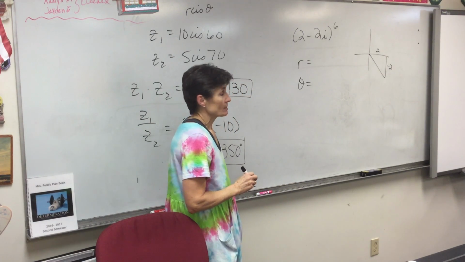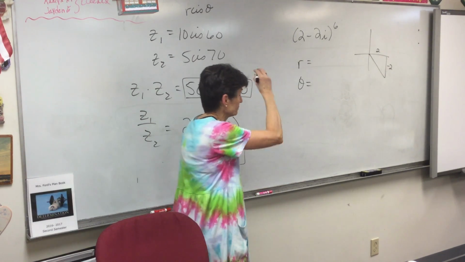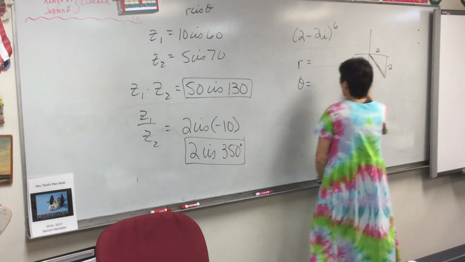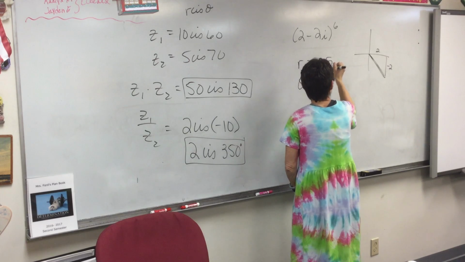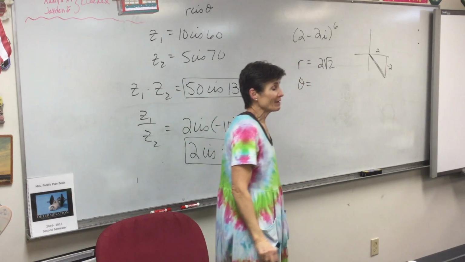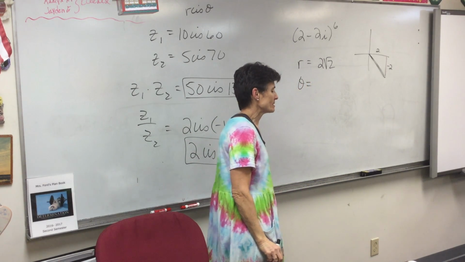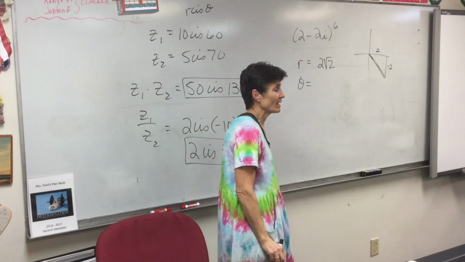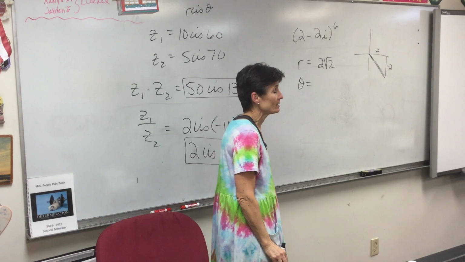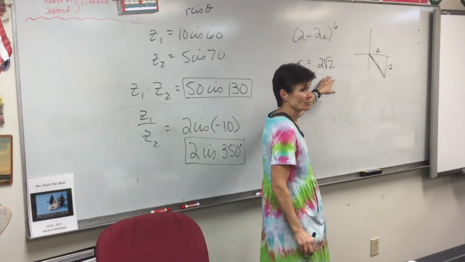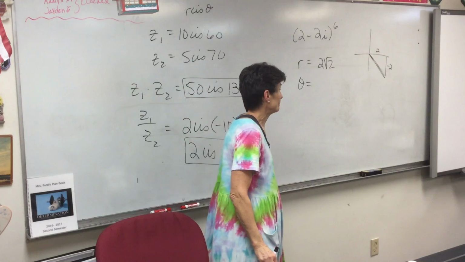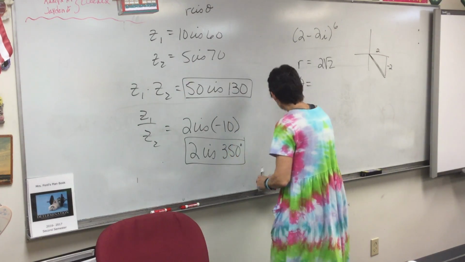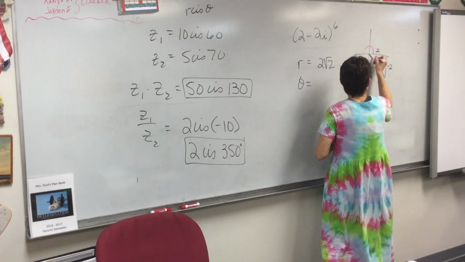So I need my r. What would my r be? Square root of 8 or 2 root 2, right? Now, you might find in this problem it's actually easier to leave it as the square root of 8, but it's okay. You're going to have a calculator, so it really doesn't matter. And this is not the answer. We're not anywhere near the answer yet. What about theta? Well, watch it. This is going to be theta, right?